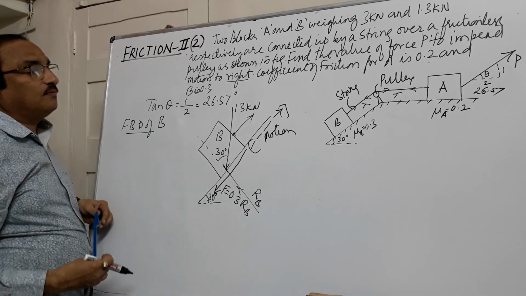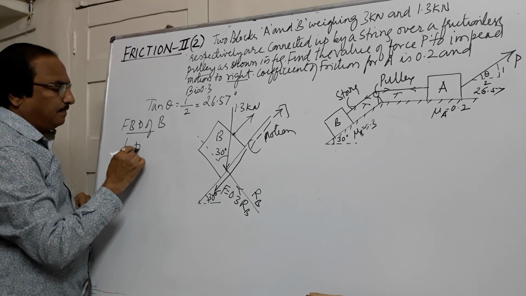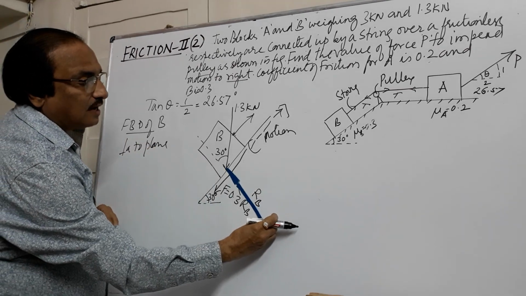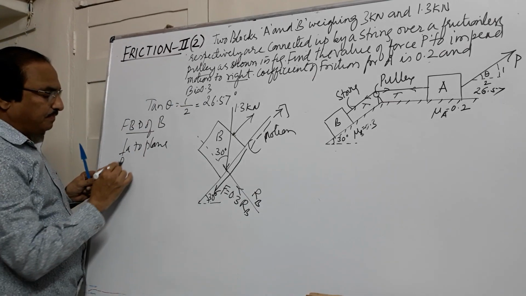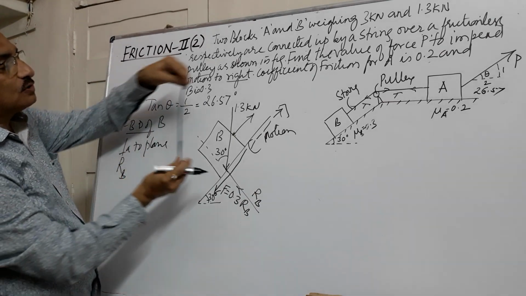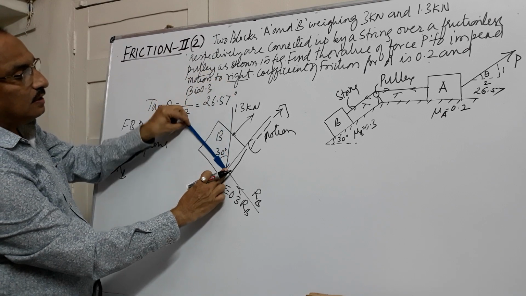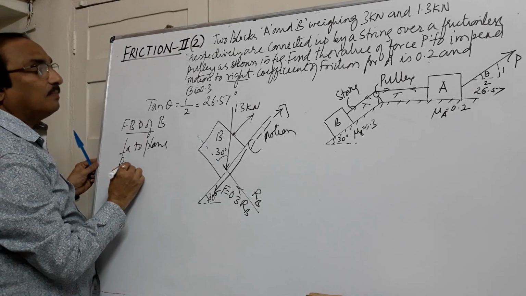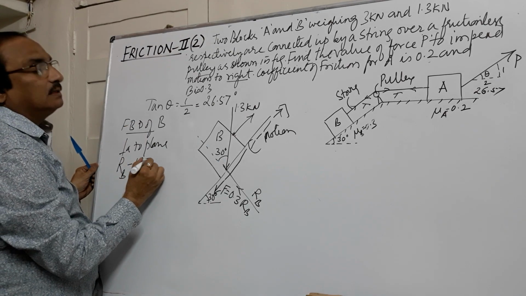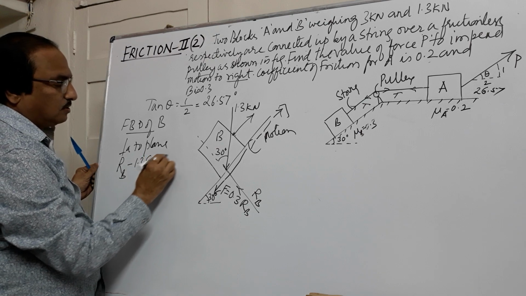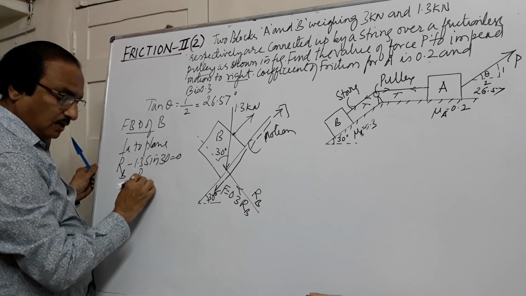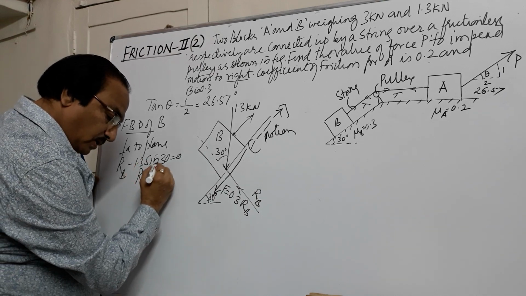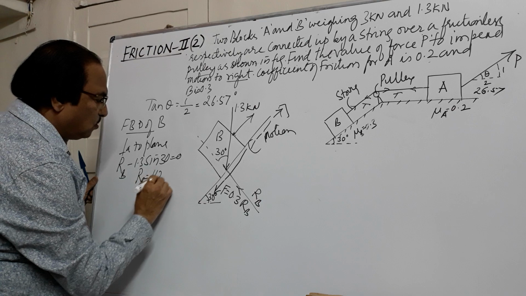Suppose I resolve the forces perpendicular to the plane. This force is RB, it is acting up, so plus RB. This force 1.3, if I resolve it, it is going along the angle and the direction is downwards here, so it will be minus 1.3 sin 30 is equal to 0. You get the value of RB after solving as 1.126 kilonewton.